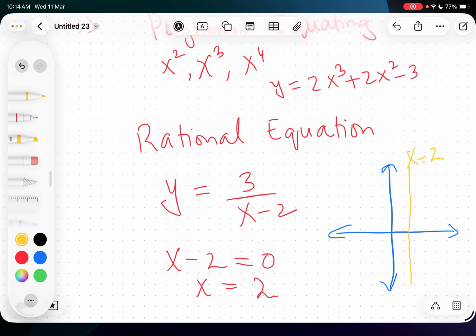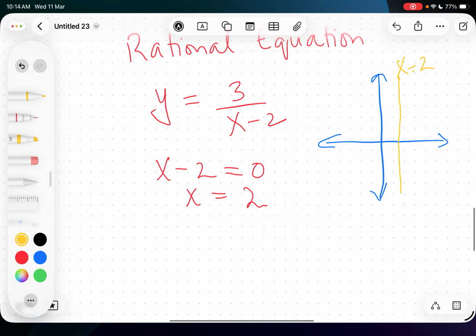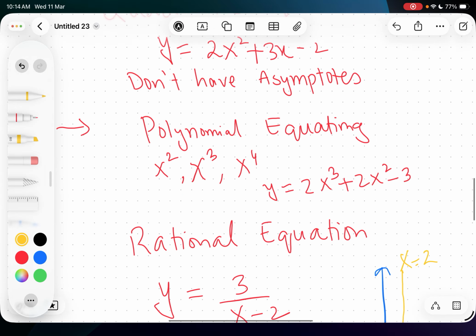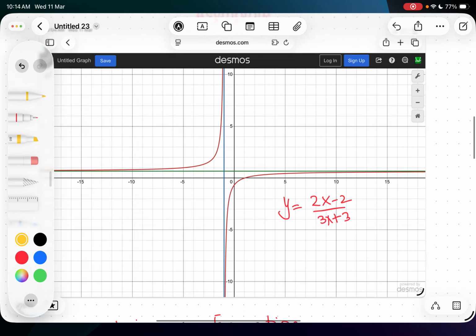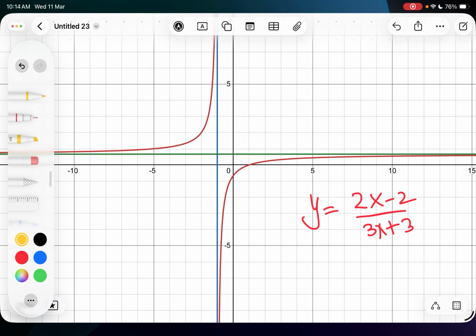So you can see that this is a vertical line. This line is called a vertical asymptote. Now, in the initial example, you observed that there was a horizontal asymptote and a vertical asymptote. This was a vertical asymptote.